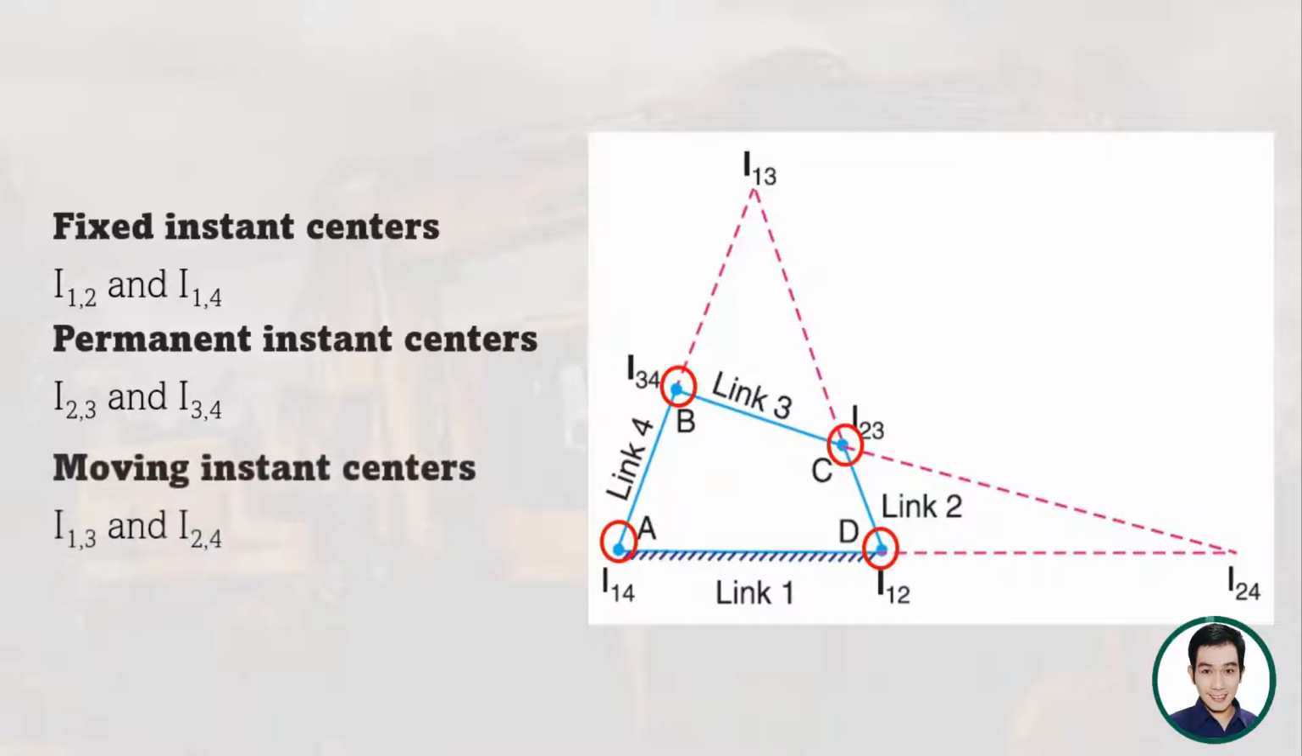And then finally, we have the moving instant centers. These are the instant centers that move as well as change their position depending on the configuration. So here, the moving instant centers are the instant center I13 connecting this link here, and then we have I24.